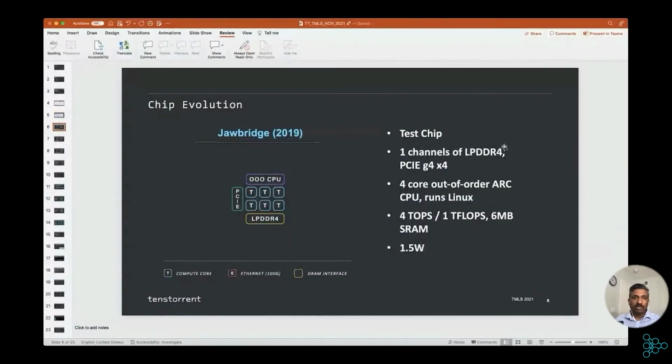Having given a quick preview of the AI solutions available in the market, now I would like to switch gears and talk about what we have been doing here at Tenstorrent. So Jawbridge was our first chip. It was a test chip. As you can see here, we had compute cores, the T in the box being the compute cores. We started with a single channel of LPDDR and 4 channels of PCIe Gen 4. This was really a proof of concept chip, trying to enable our architecture and our software, and to prove it really enabled the direction of our future chips.